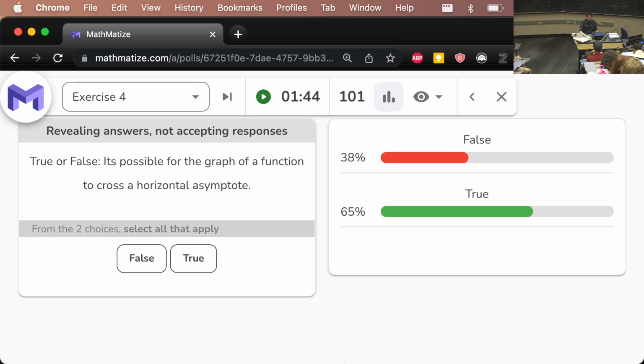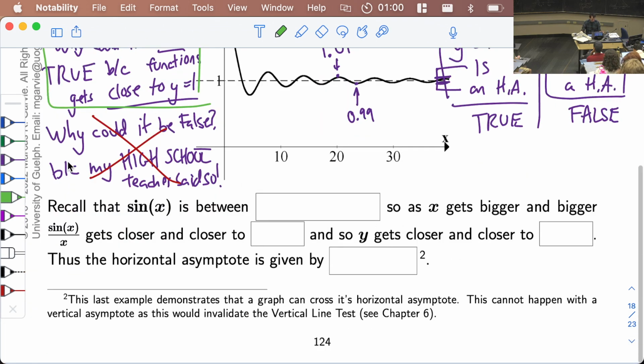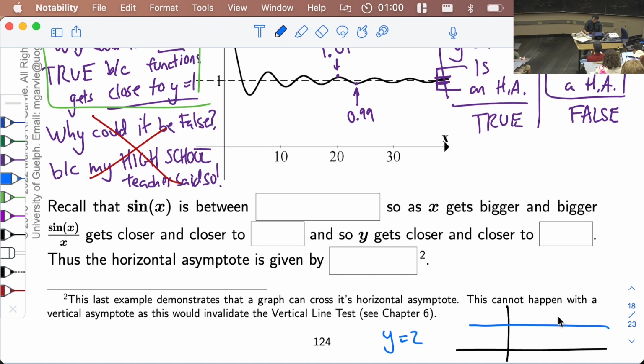So another example that somebody asked about in the last class is what about the function y equals 2? So the function y equals 2 looks something like this, right? It's just always 2. Does that function have a horizontal asymptote? Yeah, it does. Y equals 2 is a horizontal asymptote for y equals 2. It's always touching the asymptote, but that's perfectly okay.